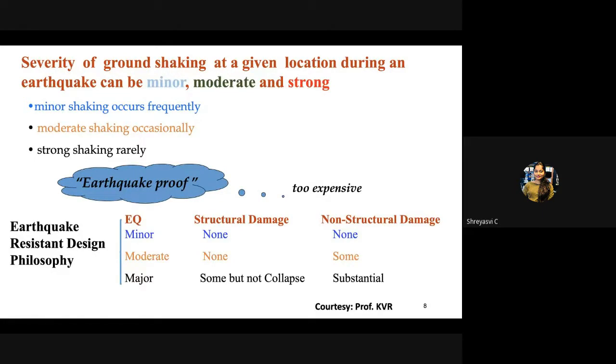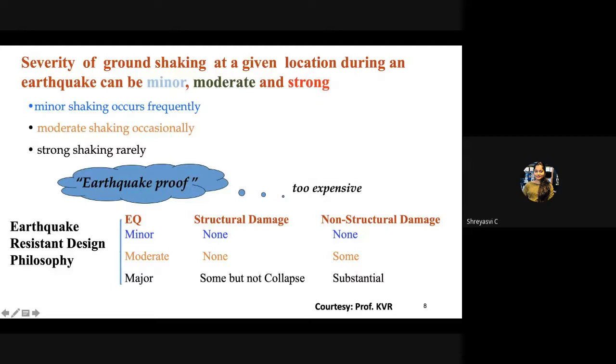Making a building completely earthquake proof is very expensive, and that is something that has not been tried so far. I would not say it's not possible, I would say it's too expensive, and we would have to go into a great amount of detailing, which may not be worth it given the rareness of a major earthquake occurring, at least in India.